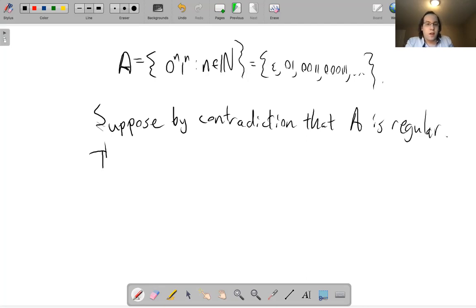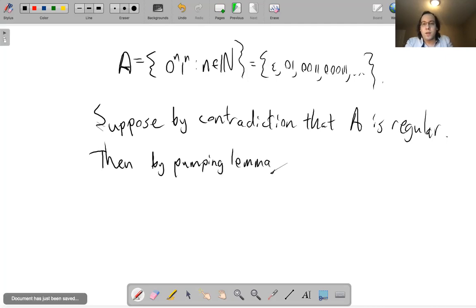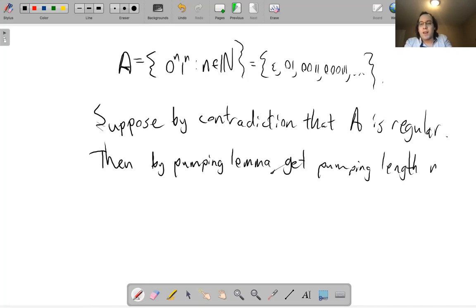Okay, then by the pumping lemma, we can get a pumping length. So there's some pumping length n for A. The pumping lemma gives us the existence of a pumping length n.